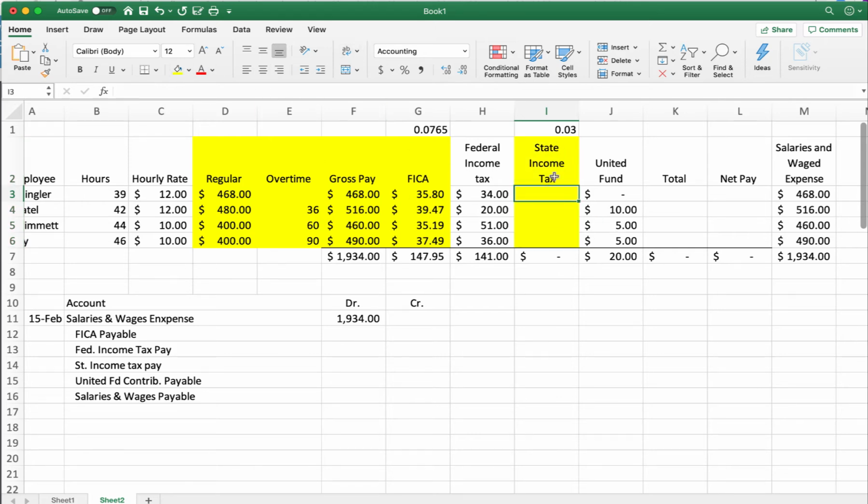Now, how do I calculate the state income tax? The same way that I calculate FICA, meaning I take my gross pay and then I multiply it by the state rate. In our problem, it's 3%. If you'll notice in I1, I put in our 3%, I clicked enter, and I see that the state income tax is $14.04.